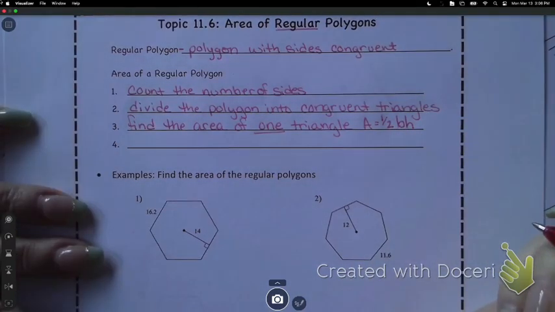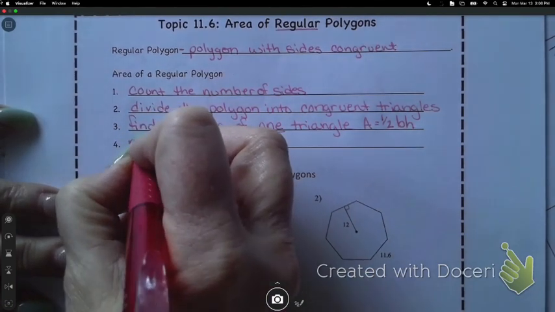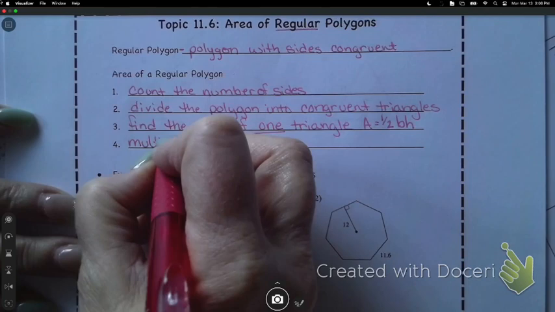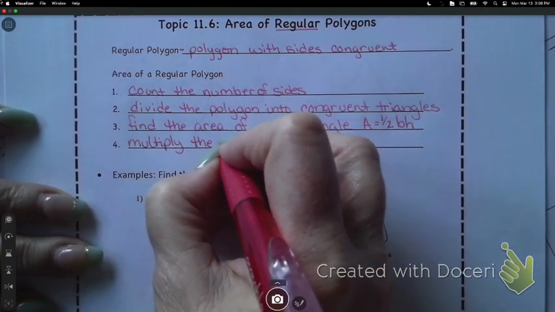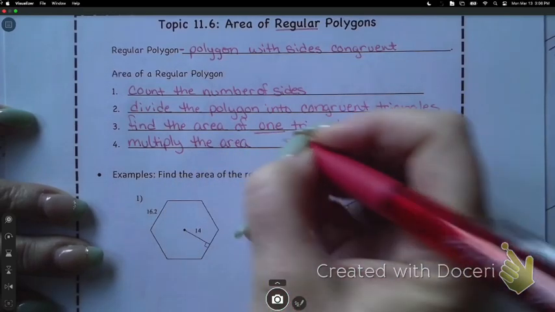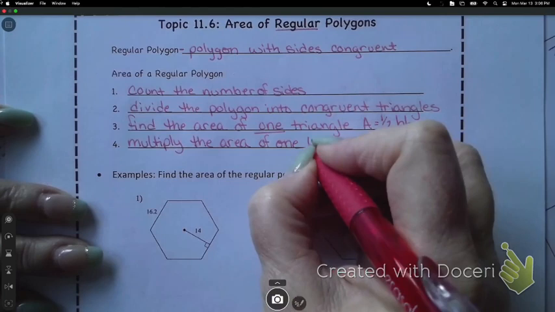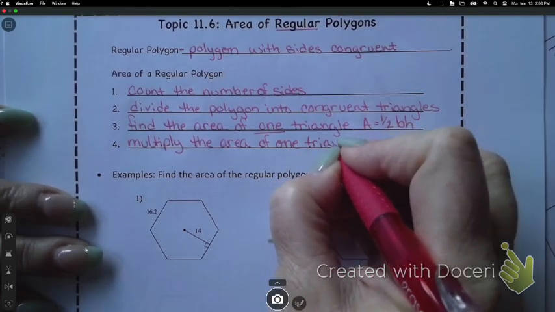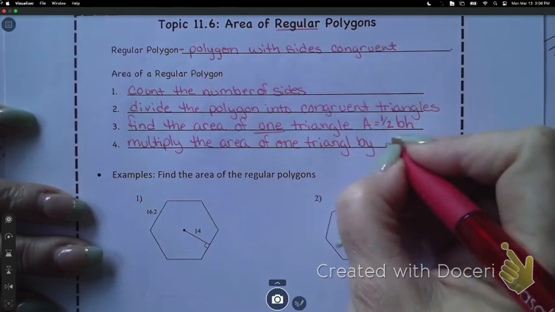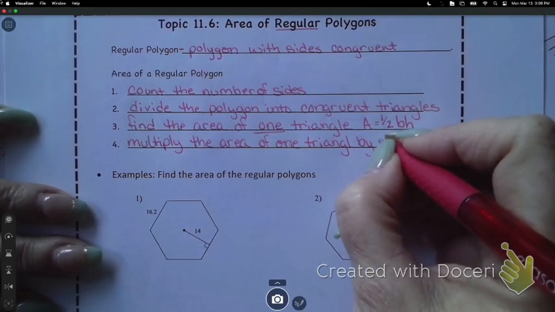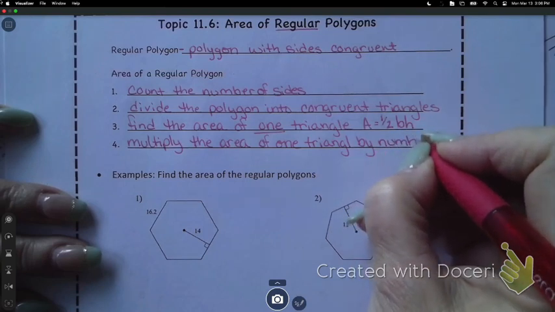Okay. And lastly, you multiply the area of one triangle by the number of sides. Can I just use the pound sign? No, probably not.